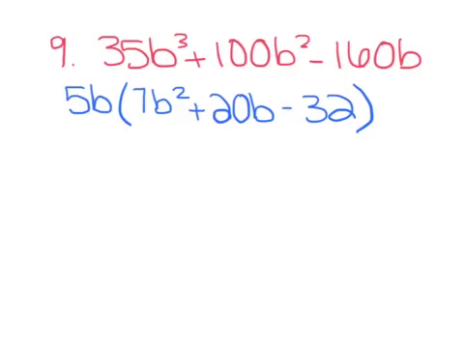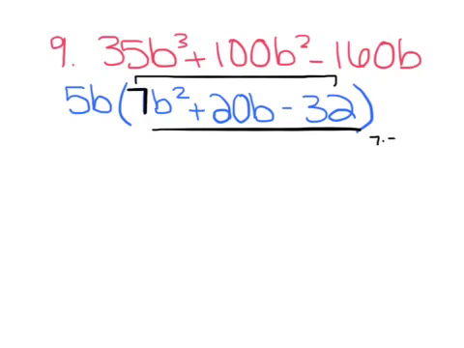So we need to look at what is inside the parentheses and decide if we can factor that. Most of the time you can. In this case, we can. So since I know I can factor it, I'm going to look at the b squared term and look at the number in front of it. It is 7. Just like number 8, since I have a number in front of my squared term, I need to do the garbage method. Seven times 32, 224.